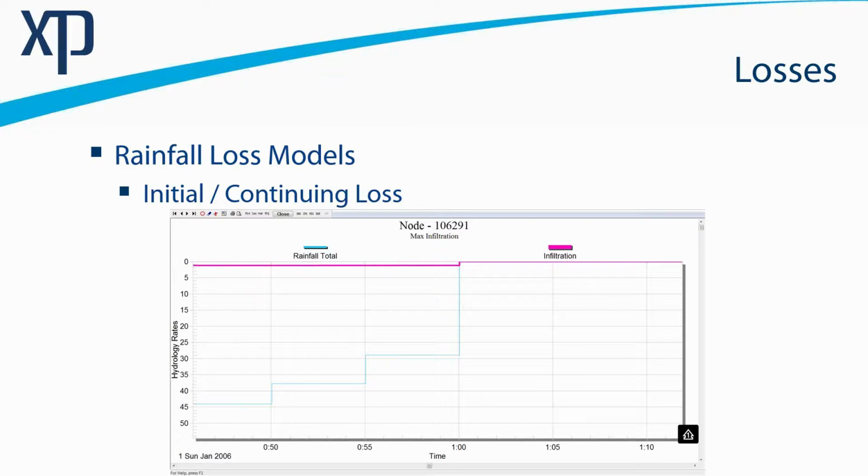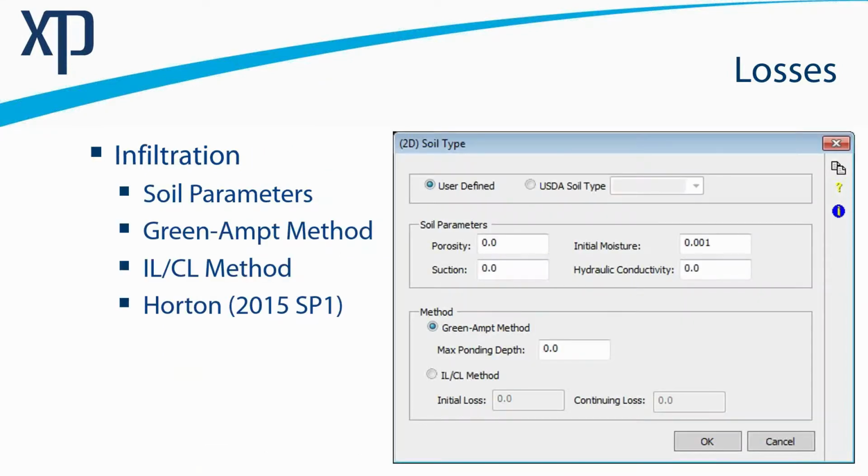One time you might apply a small initial loss is for some sort of interception loss due to water on trees, possibly on the ground, some sort of slight ponding effect. But if you are using infiltration, normally you would have these initial continuing losses set to 0. Really the way that things are going is we're increasingly using an infiltration method.